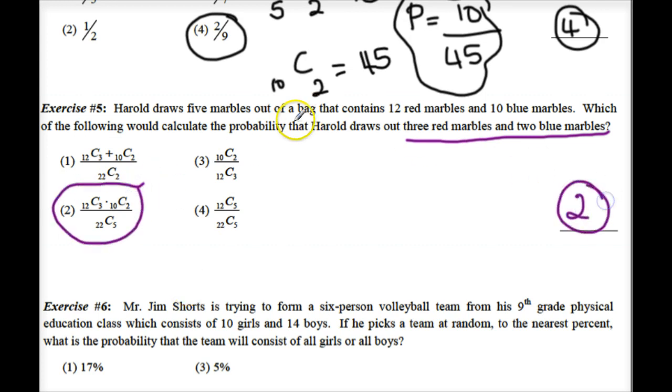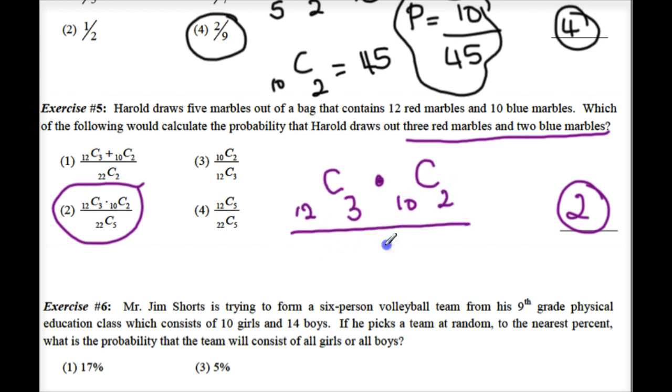But let's see why. The probability of getting 3 red and 2 blue. So what is this? This is probability. There are 12 red and I need 3 of those, times there are 10 blue and I need 2 of those, over what's the possible outcome. There are a total of 22 and I'm choosing 5. So without doing anything else, you know that this word right here, "and", means multiplication. The only one that has multiplication is choice 2.